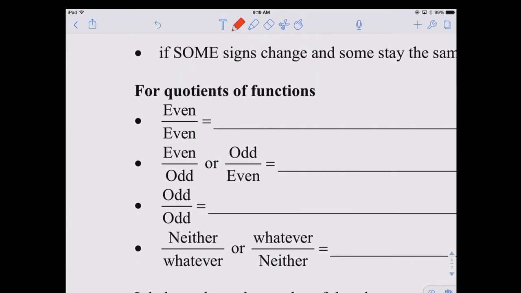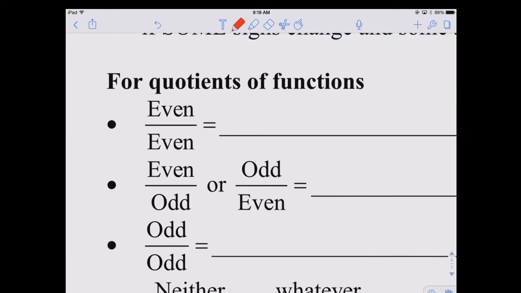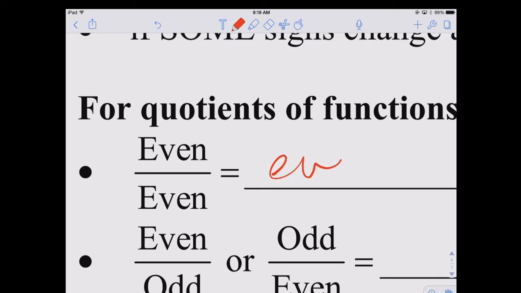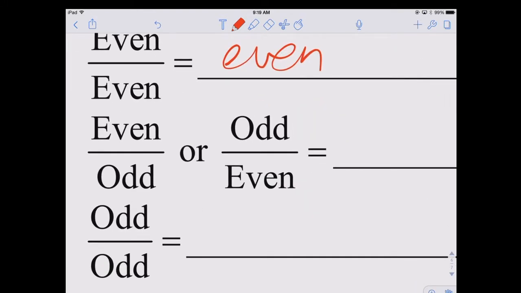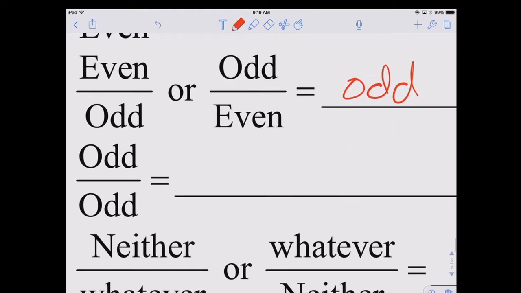All right. Now for quotients or for ratios, an even over even is even. Good. An odd over an even is an odd, because that's like a negative over a positive, or positive over a negative is negative. An odd over odd is even, because that's like a negative divided by a negative is a positive.